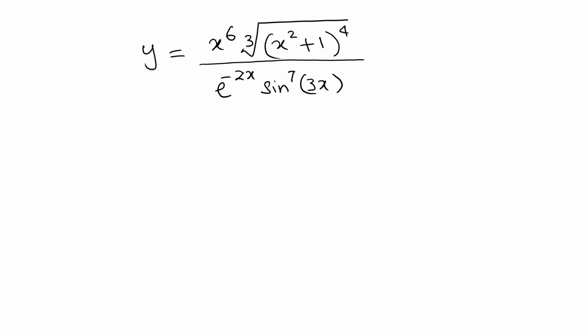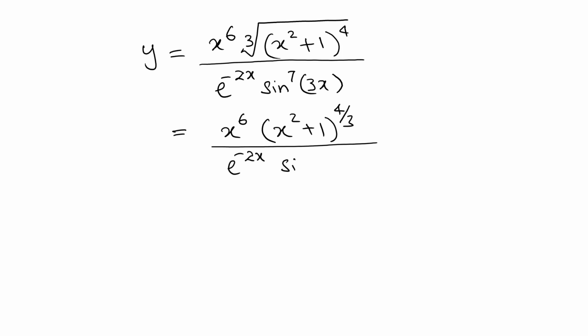So we have y equals x to the sixth times the cube root of (x squared plus 1) to the fourth power, divided by e to the negative 2x times sine to the 7th power of 3x. It's very complex. We're going to write this using powers first. That's the interesting second step. So we can write this as x to the sixth, and then (x squared plus 1) to the fourth power, cube root, divided by e to the negative 2x. We don't do anything with this one, and then we can write this as sine 3x to the 7th power. So we exaggerate all those powers.